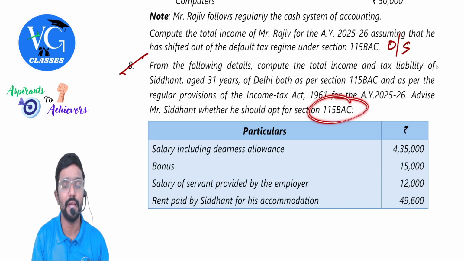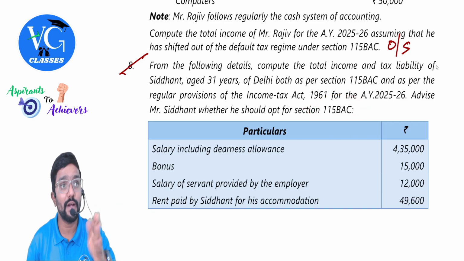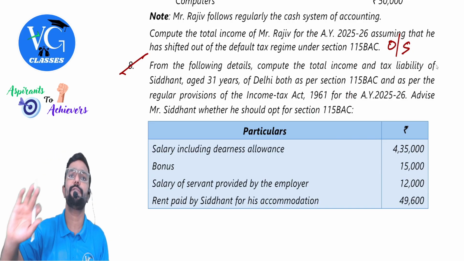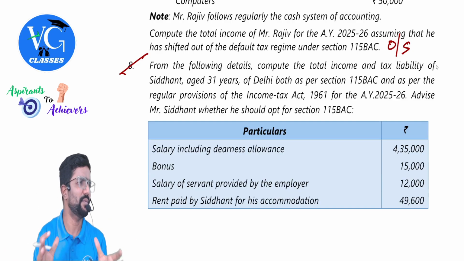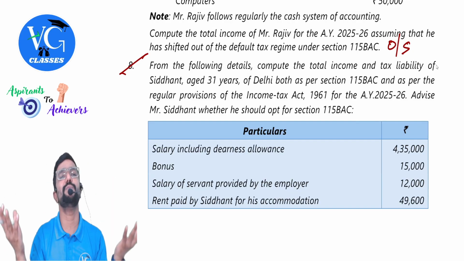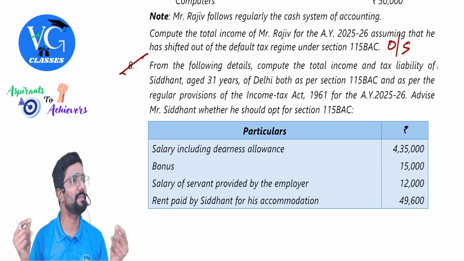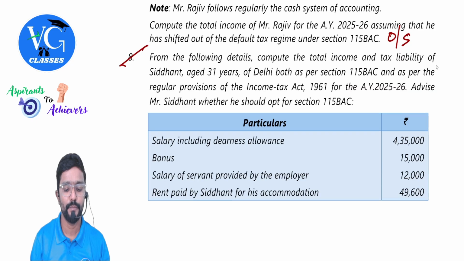Actually, opt for it. It is default. If he doesn't want, he can opt out of default and follow optional. Correct? Yes. Means you need to suggest them. You need to recommend them which is beneficial. Wherever the tax liability is lower, you suggest it.